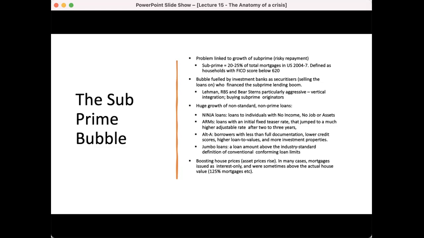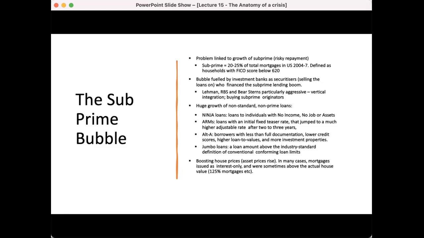Subprime basically is being issued to households with a FICO, which is a credit score, below 620. In other words, mortgages are being issued to people and households that in normal circumstances would be considered to be a considerable risk that they would be defaulting on them. But there are a lot of them, as it says there in the top of that bullet point: 20 to 25% of total mortgages in the US between 2004 and 2007 are being issued into the subprime market, i.e. the mortgage market which is very risky.